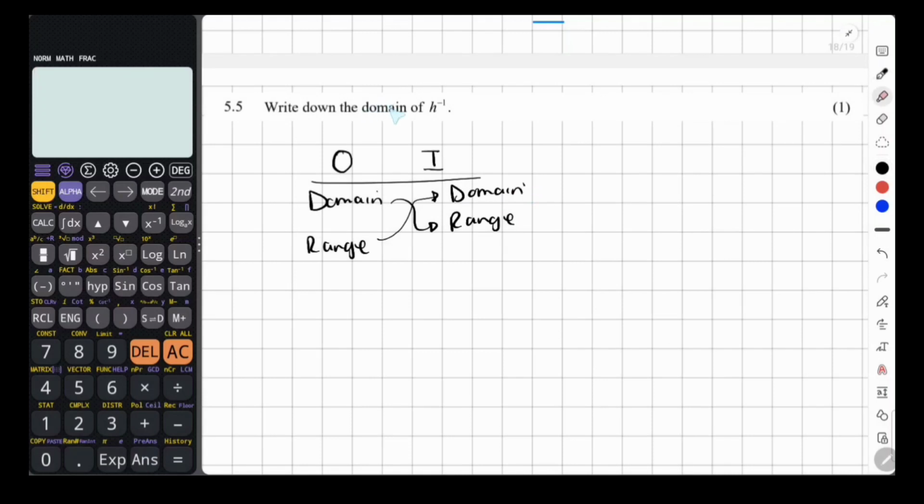So if you want to find out what the domain of the inverse is, you have to know what the range of the original was. Let's look at the original graph.